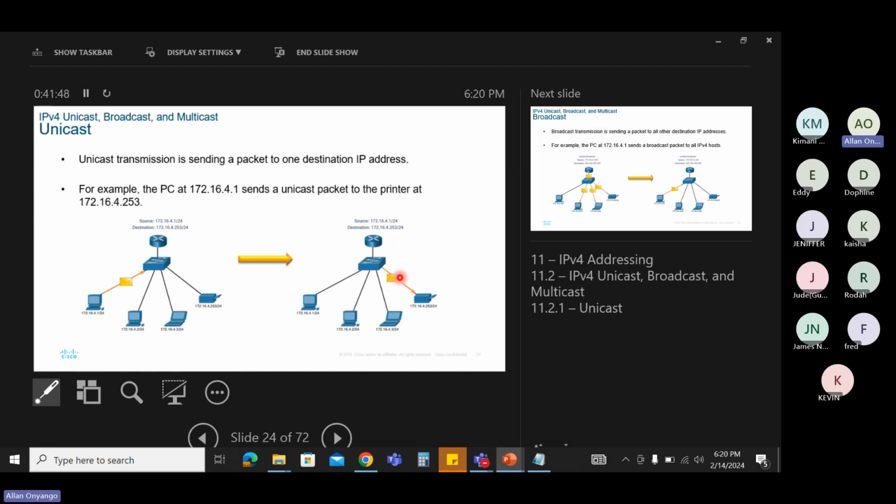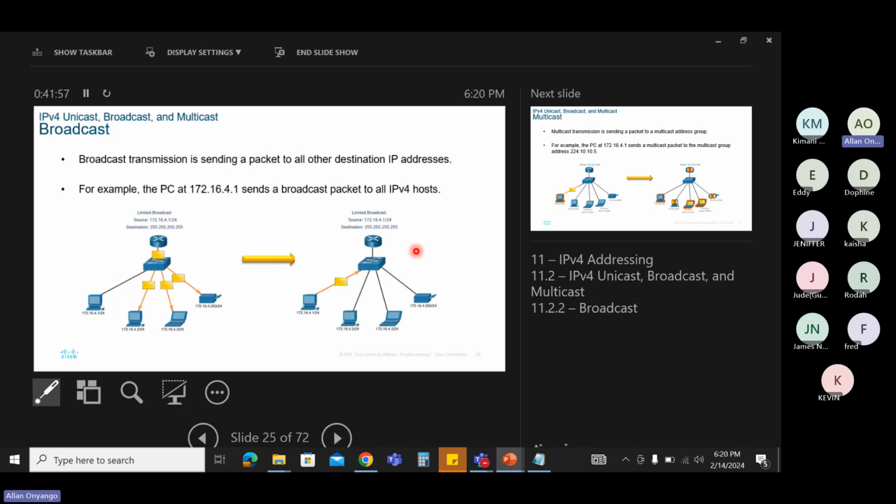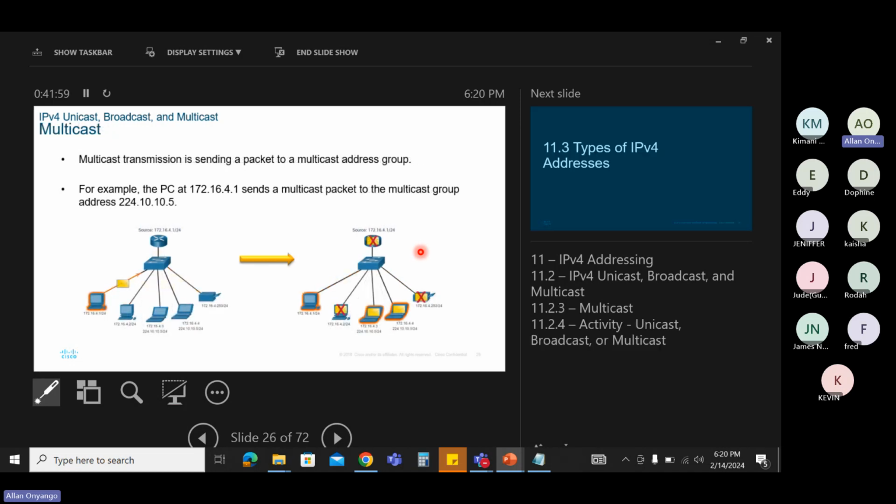Unicast is from one PC to the printer, one device to one device, okay? Broadcast is from 1-to-all. One device is sending to all the devices. And then for multicast, it's 1-to-some. If you look at this point here, this PC did not receive it, and this one did not receive it, and this one did not receive. So it came from here, and it only went to these two devices, 1-to-a-group or 1-to-many, and it's not 1-to-all.